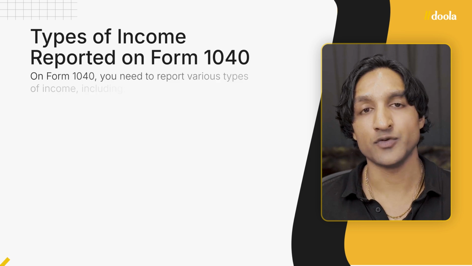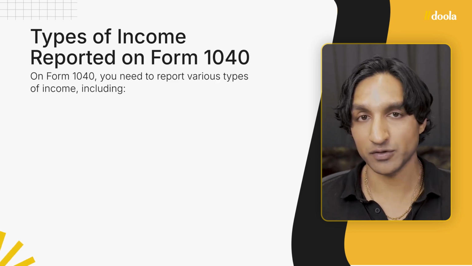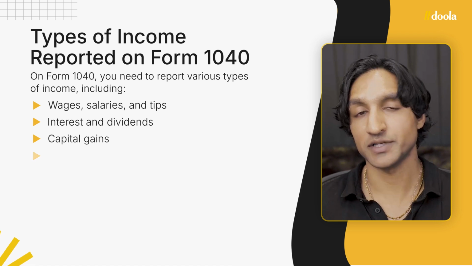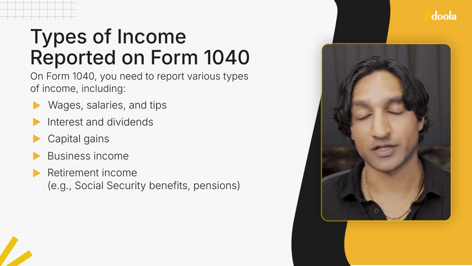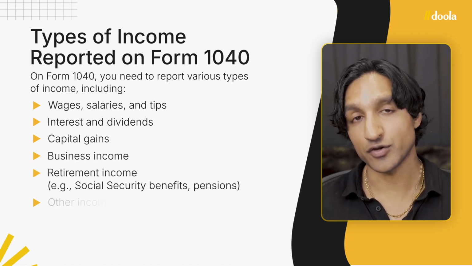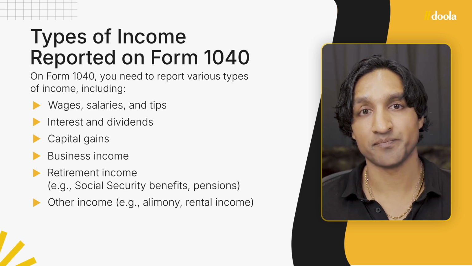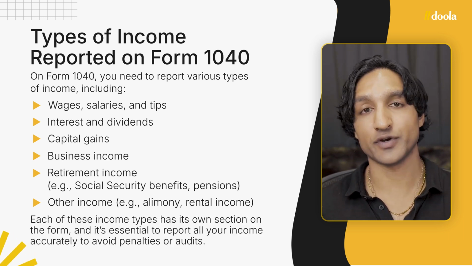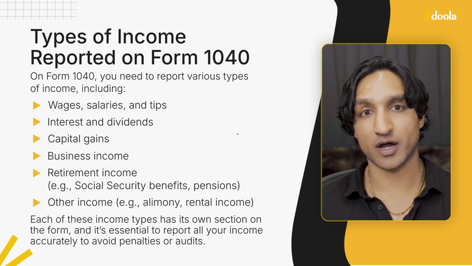Types of income reported on Form 1040. On Form 1040, you need to report various types of income, including wages, salaries, and tips, interest and dividends, capital gains, business income, retirement income, like Social Security benefits or pensions, other income, like alimony or rental income. Each of these income types has its own section on the form, and it's essential to report all of your income accurately to avoid penalties or audits.